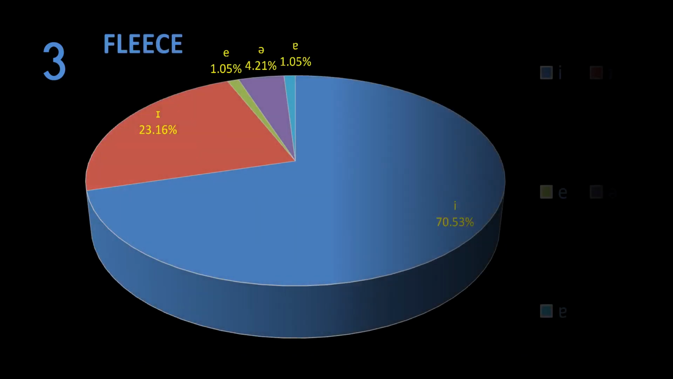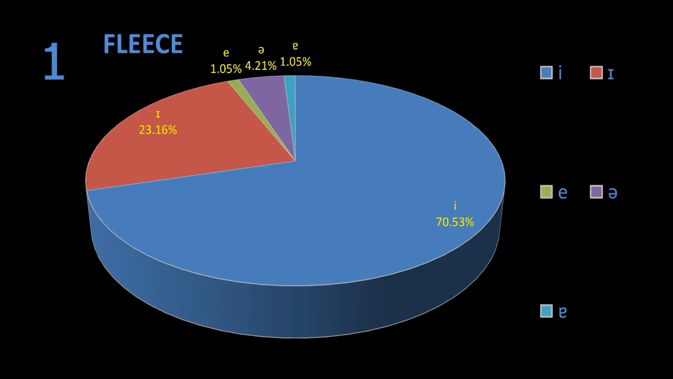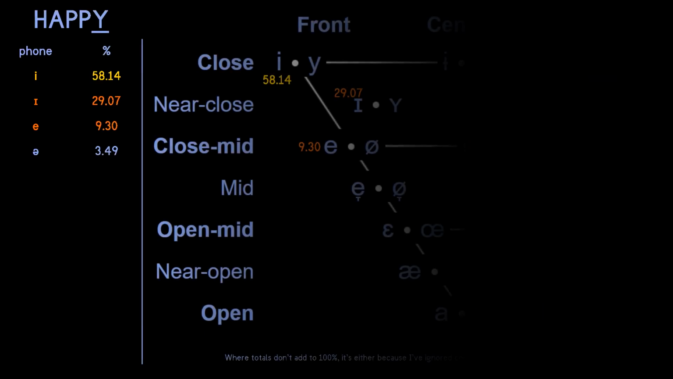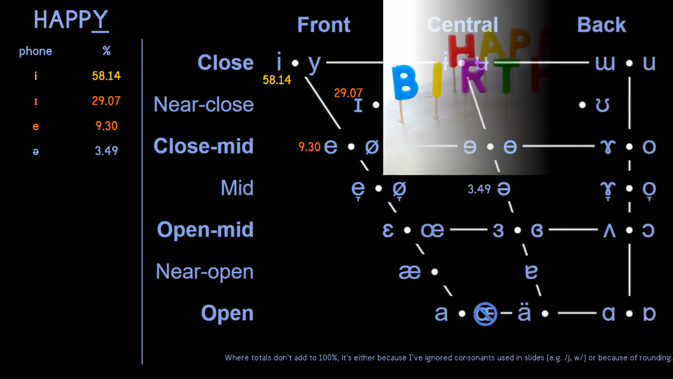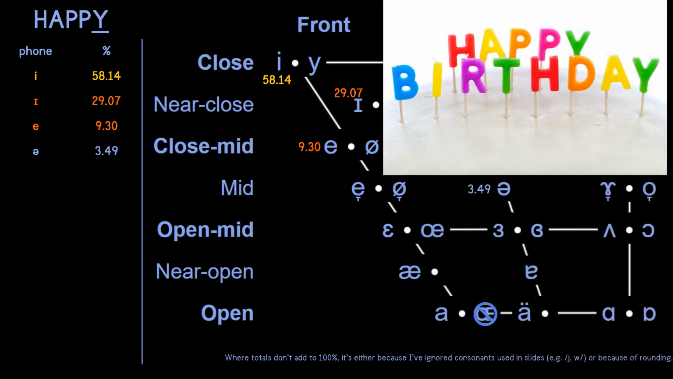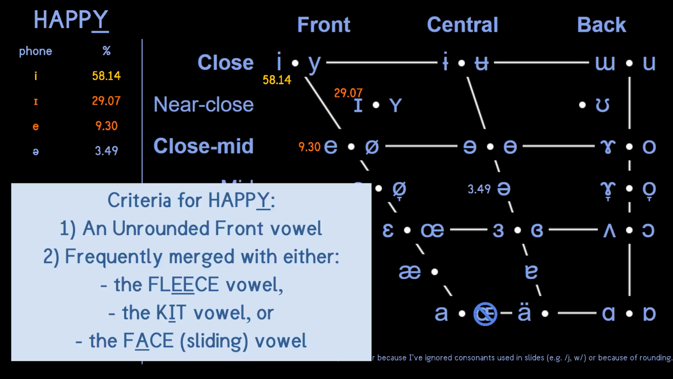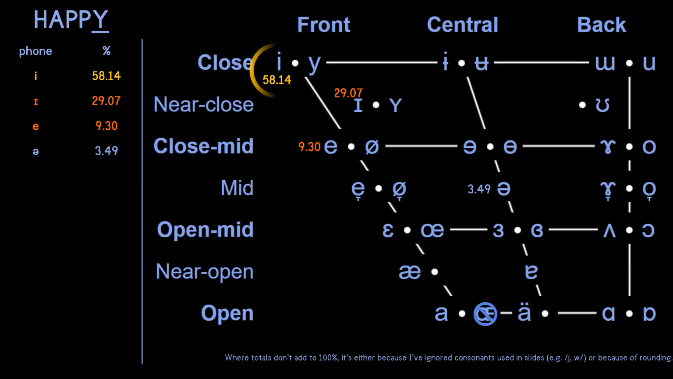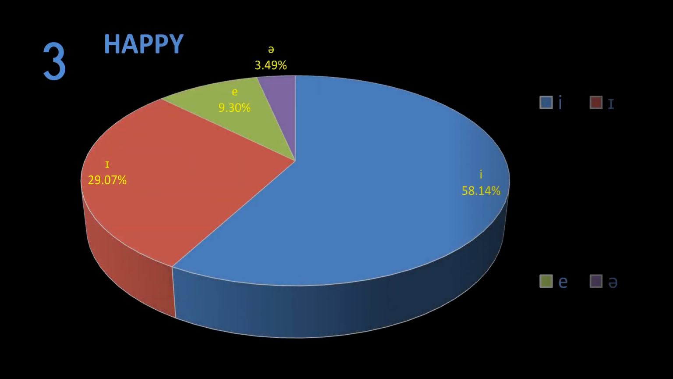Here's the pie chart. Frequently similar to the fleece vowel, linguists distinguish the last vowel in happy as a free vowel, meaning that it can't be followed by a consonant, whereas those of the lexical sets into which it so frequently merges can be. You'll notice here how it's less likely to be fully closed than fleece is. So behold, the happy pie chart.